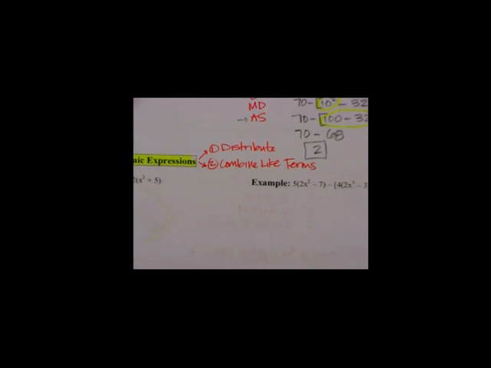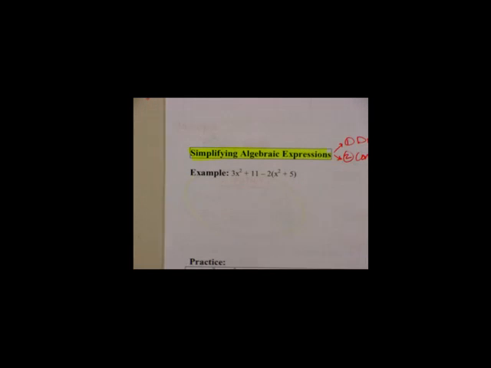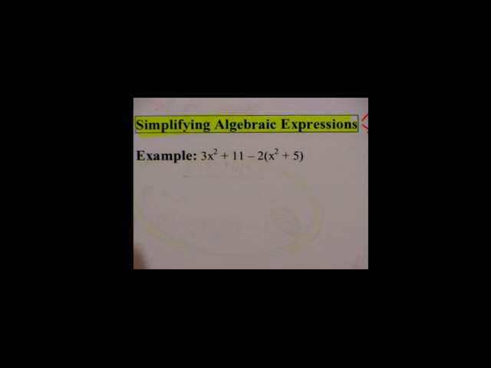I'm going to do the first example. So, distribute, combine like terms, those are our two basic steps. Distribute is when you are multiplying into the parentheses. So I look for where my parentheses are. My parentheses are going to be right here.